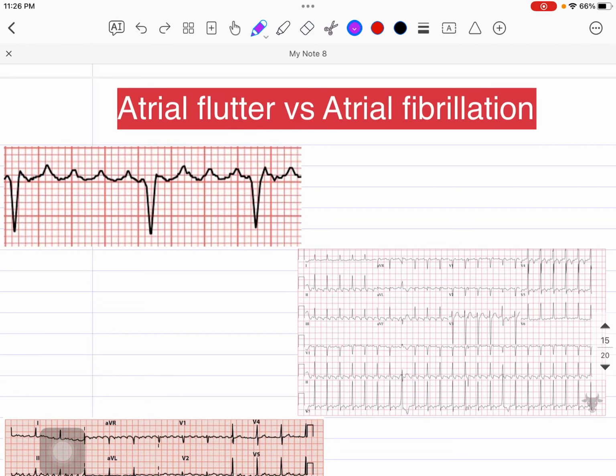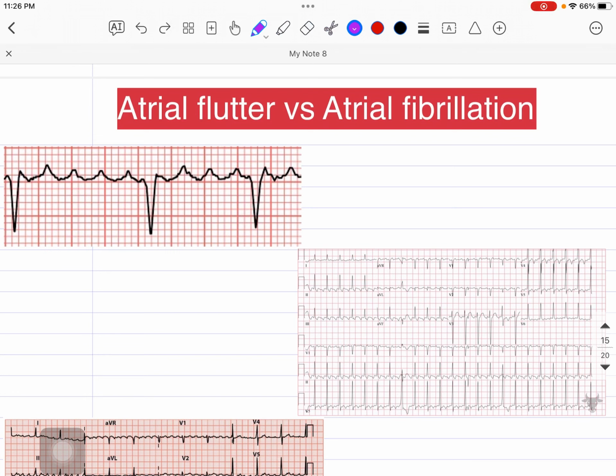So in today's discussion we will be talking about atrial flutter and fibrillation, and we'll try to differentiate between these two, right? During our clinical practice, very commonly we can see atrial flutter or atrial fibrillation. They are not very rare in patients, right?